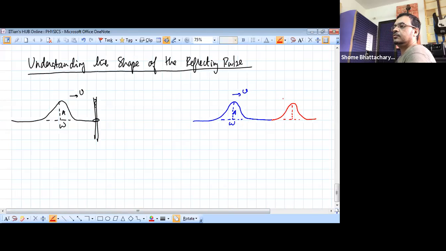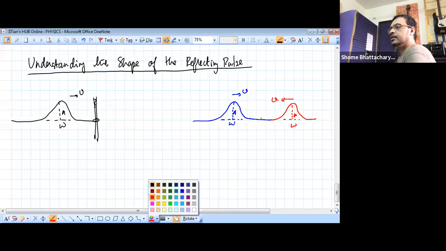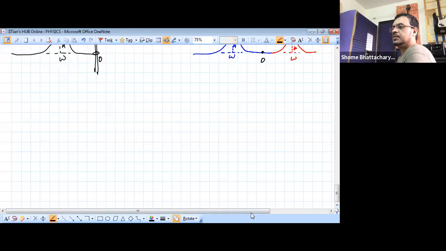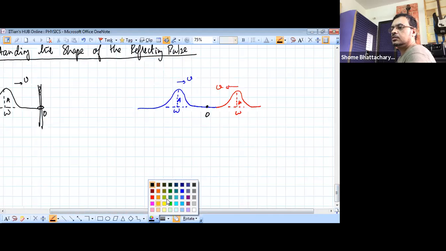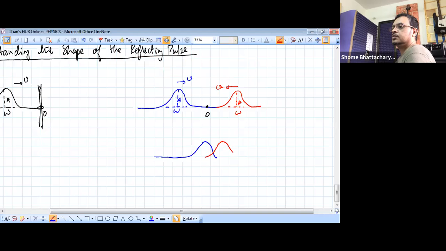You get an identical pulse, not like a mirror image, but traveling in the opposite direction. And their midpoint right now is this point, which is the equivalent of this point over here. So after some time, let's say they are superimposing like this over here, that this pulse would be something like this. This pulse would be something like this. So this superposition will become now something like this.